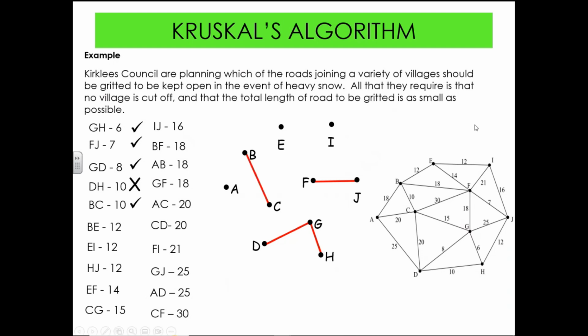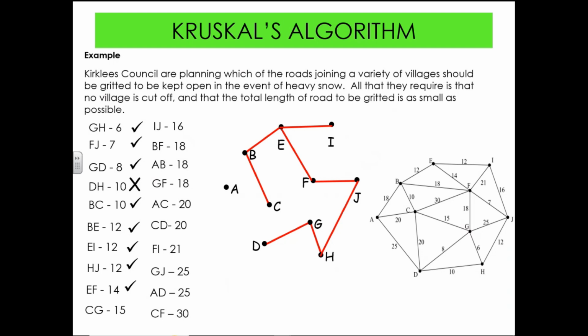Carry on then. BC is fine. BE is fine. EI is fine. None of these are making cycles. You can't go around these. HJ is okay. It doesn't make a cycle there yet. It's not all joined up. EF is also okay. That joins up those two bits there. Still no cycles. And now we're starting to get into the territory where you're going to cross everything off.